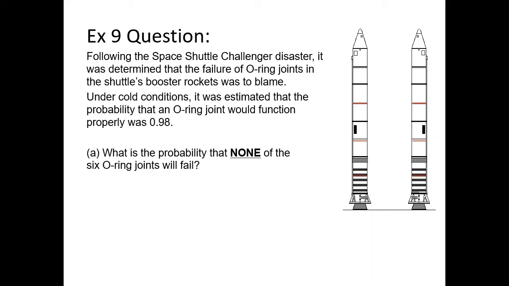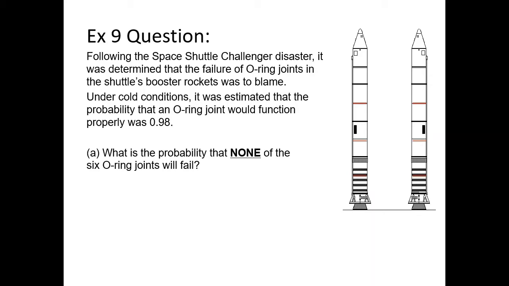So following the Space Shuttle Challenger disaster, it was determined that the failure of O-ring joints in the shuttle rocket booster was to blame. Under cold conditions, it was estimated that the probability that an O-ring joint, now that's 2 O-rings together making up 1 O-ring joint, would function properly 98% of the time.